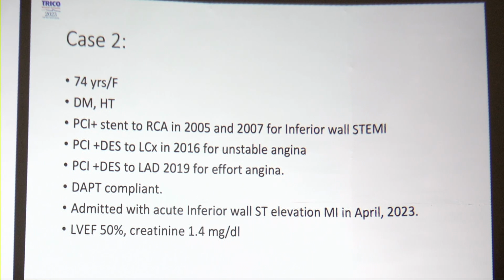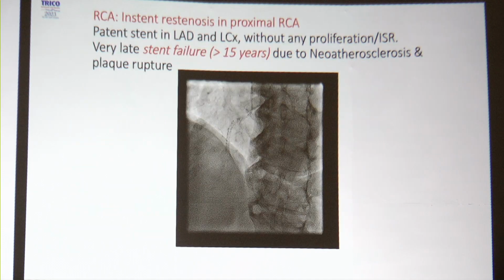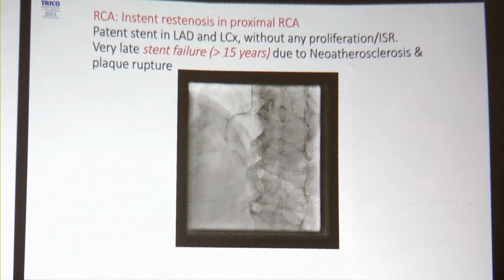Second interventions were done in circumflex and LAD in 2016 and 2019 for episodes of unstable angina thereafter. She was DAPT compliant, and she again got admitted almost 15 years after the index inferior wall MI with a repeat acute inferior wall ST elevation MI this year in April. Ejection fraction was good, creatinine was 1.4, and this was the RCA showing.